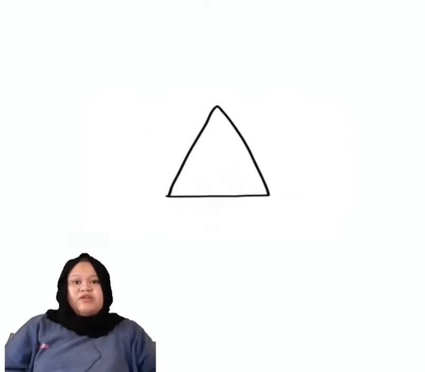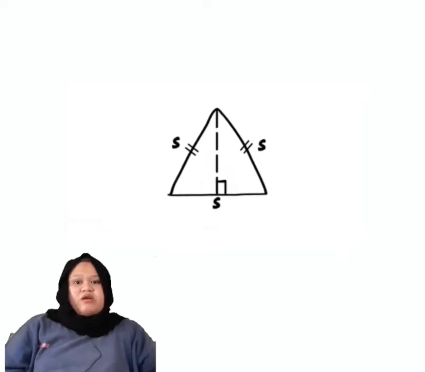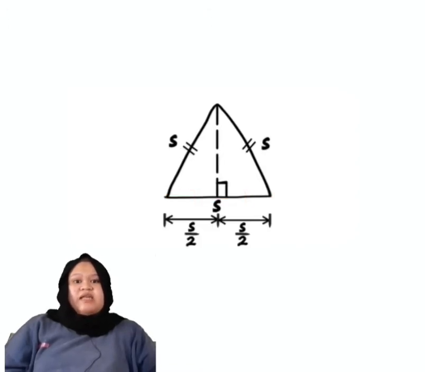Look at this equilateral triangle with sides S. If we drop our perpendicular from the vertex onto its side, it will divide it into two equal parts. This length will be S by 2 and this length as well will be S by 2.